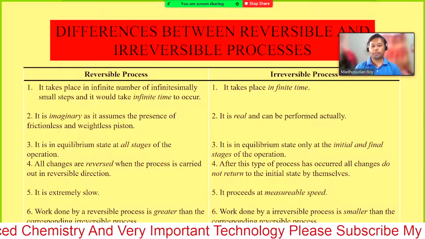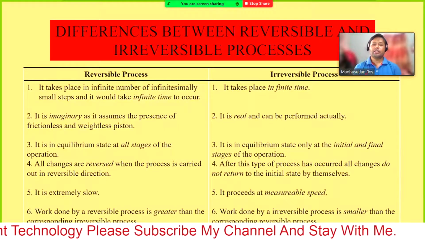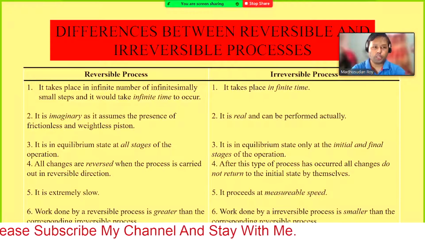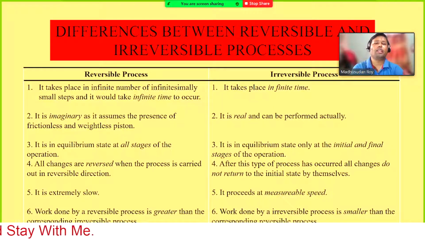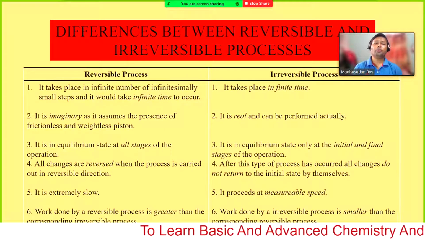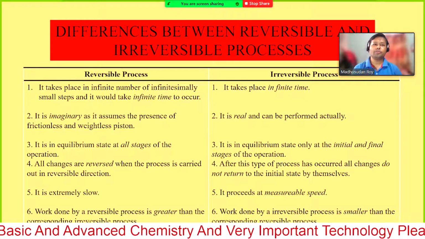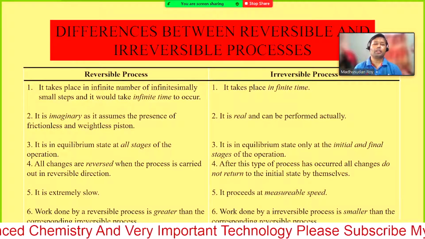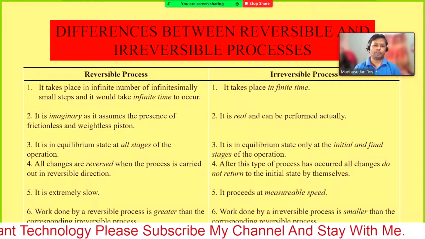Work done by a reversible process is greater than the corresponding irreversible process. Okay, later we will learn how we can calculate the work done during a reversible and irreversible process. At that time we will see that the reversible and irreversible processes have the work done in different formulas, so that some of them will perform some work due to an increase in the internal energy. So that will be a little bit different compared to irreversible or reversible. In between these two we will have some difference.